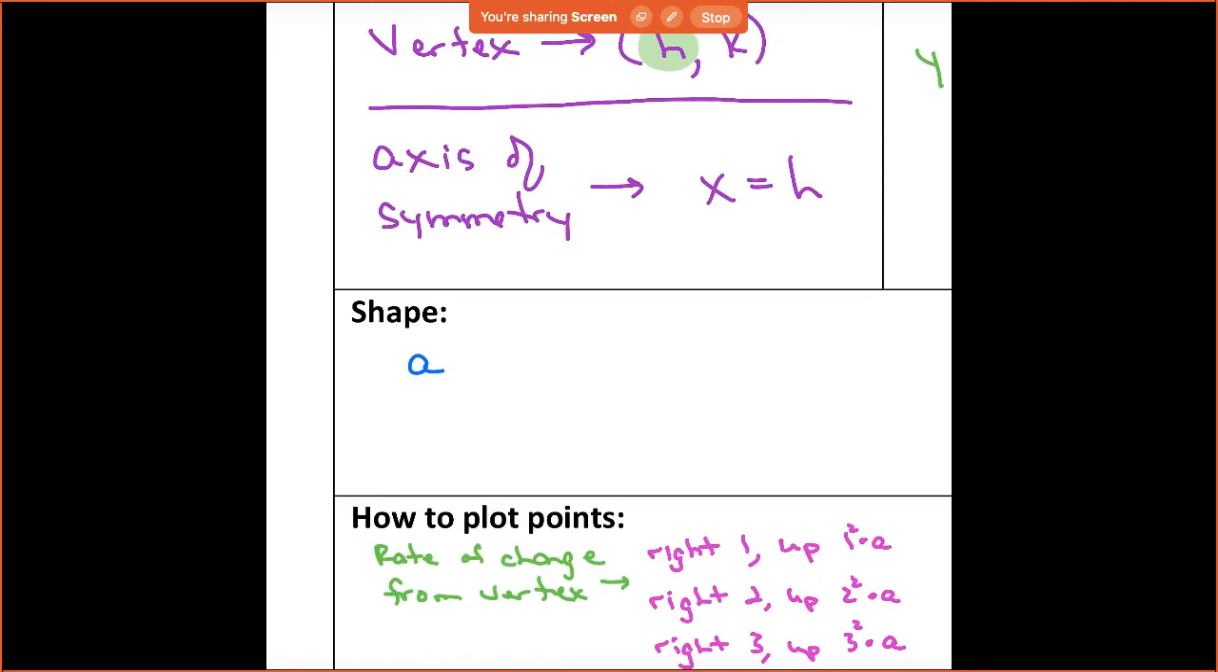If a is positive, what happens? There you go. Same thing as absolute value. And if a is negative, it's like an N shape. So you either have your U shape or you have your N shape.